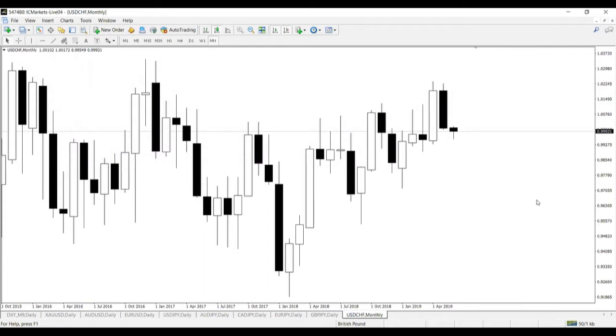I'm just going to give you a quick rundown of how I actually took the trade. And funny enough, even though on a monthly, price was actually looking bullish, I still managed to take a short, which resulted in me getting 100 pips. So I'm pretty happy with that trade in particular.